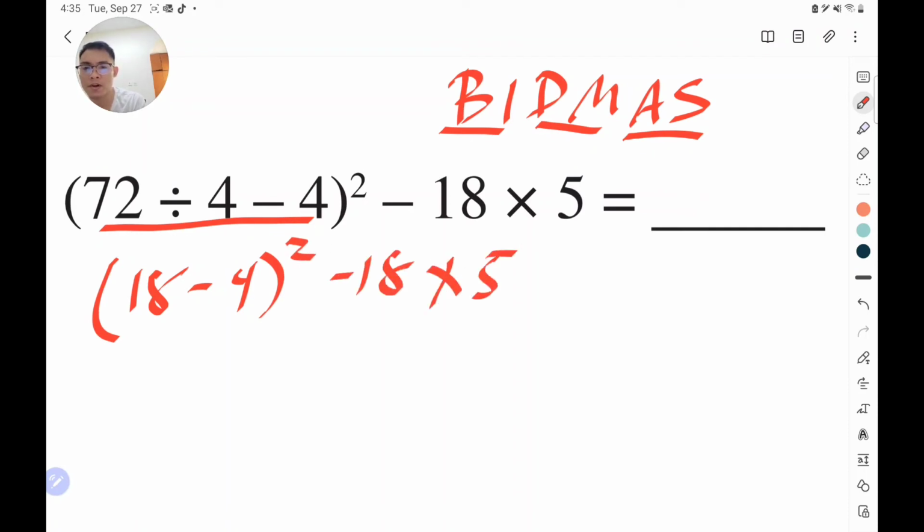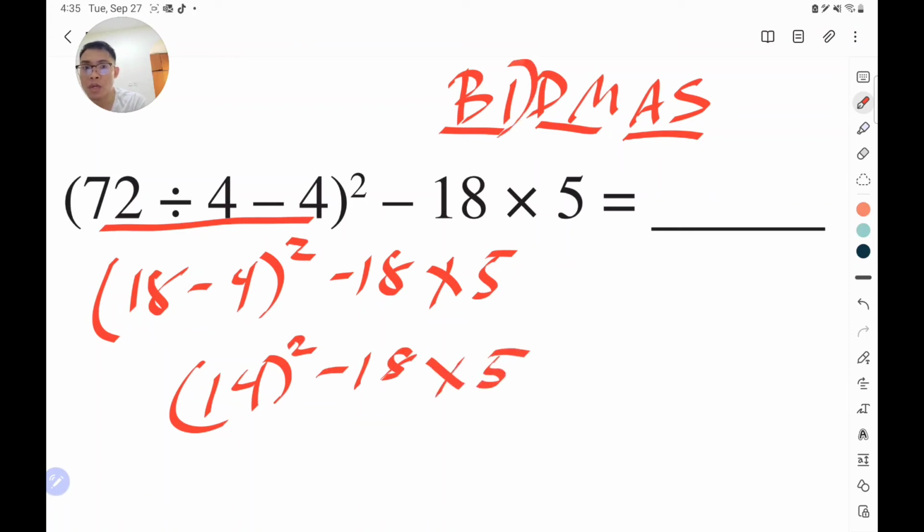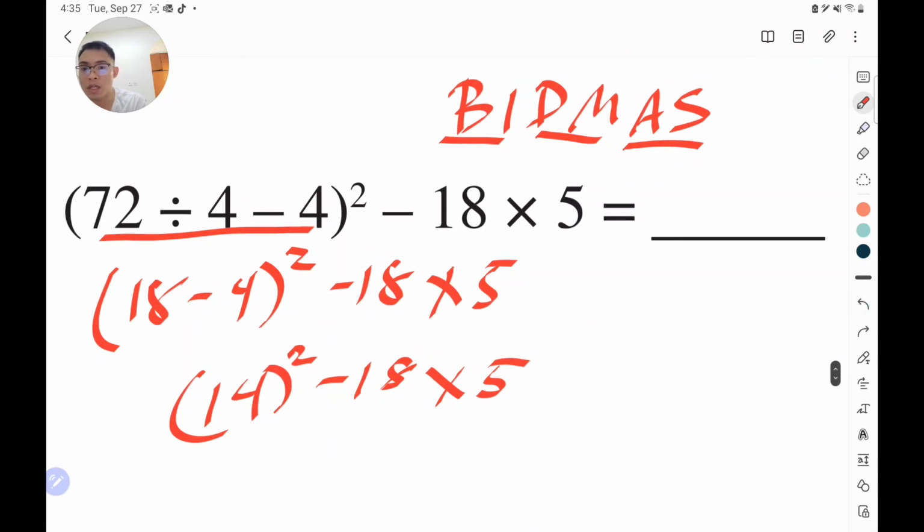And then we have to do subtraction first, because we need to simplify whatever's inside the bracket. So that becomes 14 squared minus 18 times 5. And then after bracket, we need to do the index, right? Which is this one. So 14 times 14 is equal to 196 minus 18 times 5.